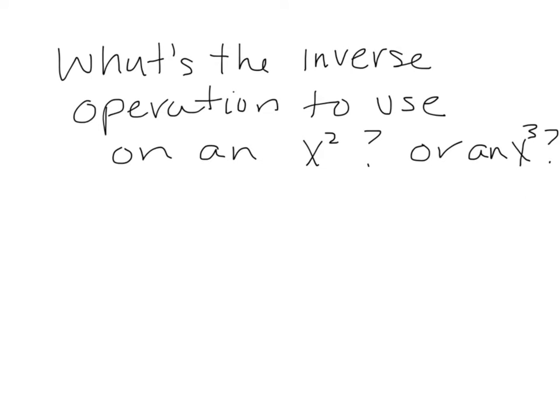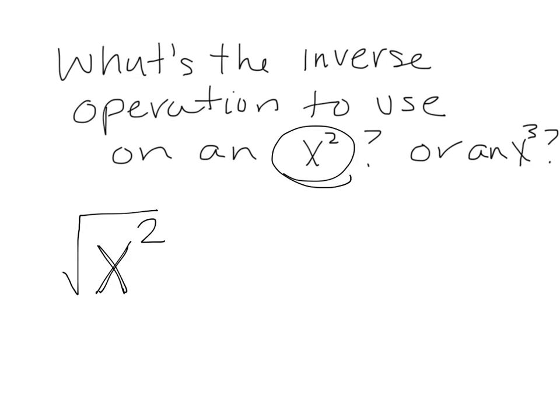What's the inverse operation to use on an x squared? How can we turn an x squared into a plain old x? Well, the inverse of squaring is taking the square root. When you take the square root of x squared, you get x.